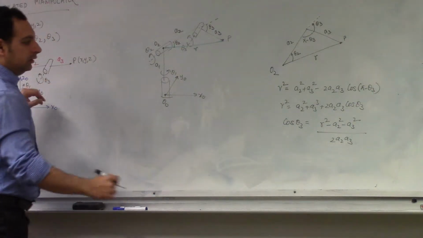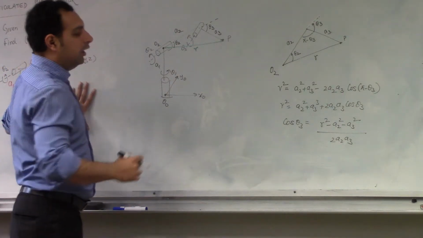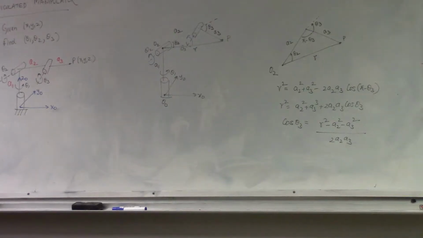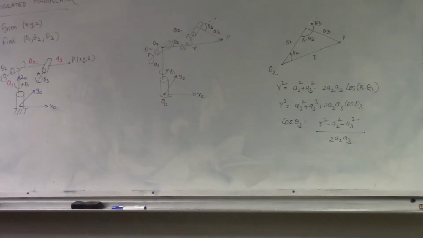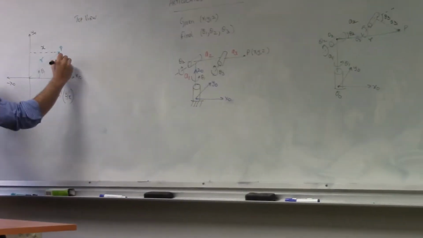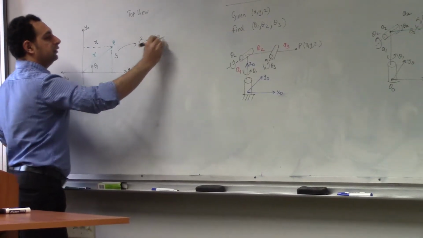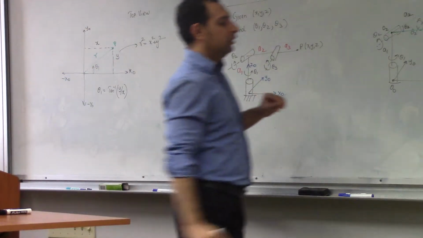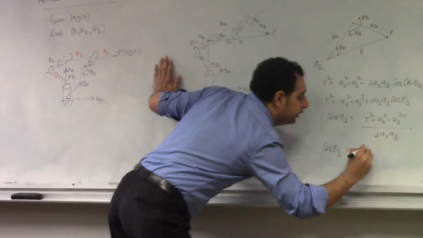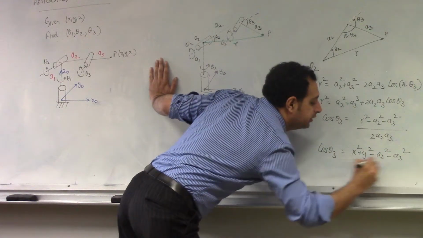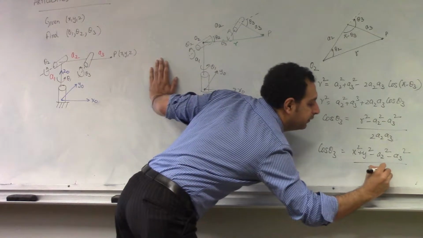Or we can write, okay, what is r? How do I find r? Because we need to know r, right? How do we find r? Root of x square, yeah, from here. So r from here, obviously r square is equal to x square plus y square. Okay? So we can say that cos theta 3 will be equal to x square plus y square minus a2 square minus a3 square divided by 2 a2 a3.